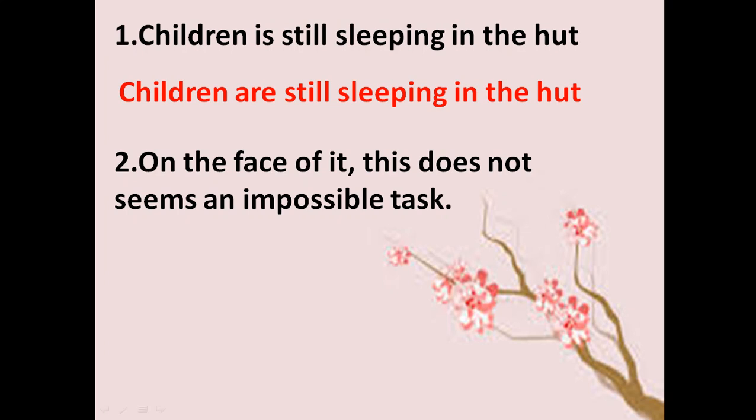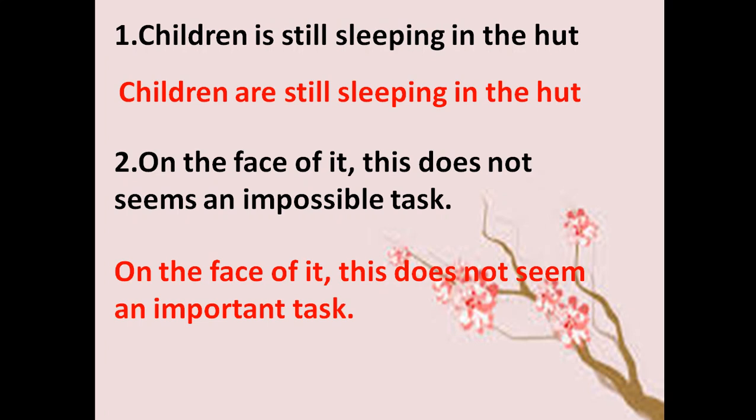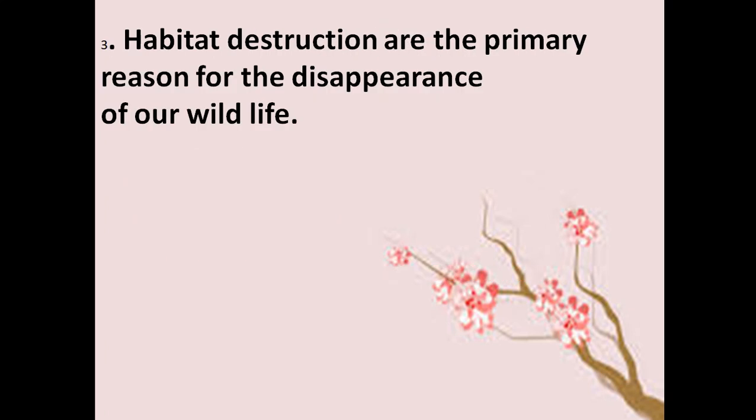So your mistake will be "does not seems". Why? When we use does, this is already singular form. Again seems is singular. We don't use singular together in one sentence. When it does comes, we need to use the plural form of the verb. So the correct answer will be, on the face of it, this does not seem an important task. Let's proceed.